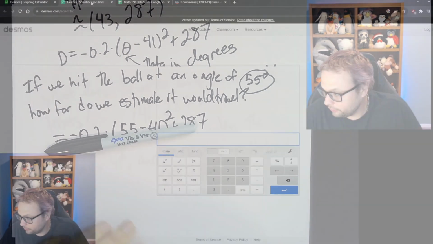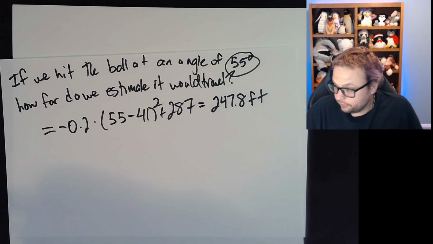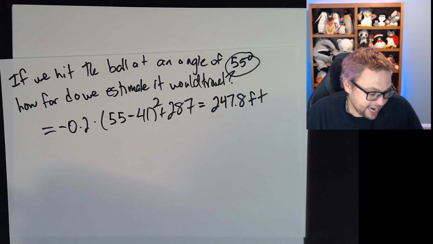Can hop over to the scientific calculator and just type that in. Minus 0.2 times 14 squared plus 287. And it will tell us the answer is 247.8. And so that is our answer here, 247.8 feet.